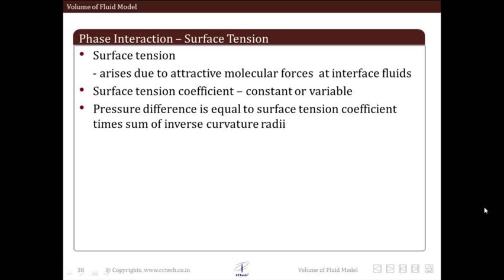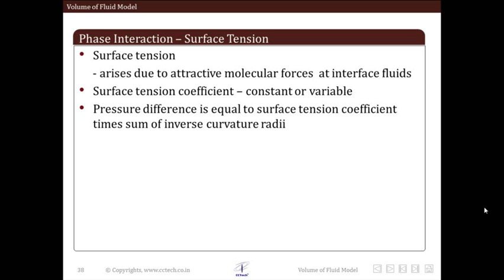Here we will see how surface tension is included for phase interaction in the CFD calculations. Now, as we know from our physics understanding that surface tension is a force that arises due to attractive molecular forces at interface fluids. Wherever there is interface between fluids, surface tension is acting. Surface tension coefficient is a parameter which is used for calculation of surface tension within the CFD model. We need to give the surface tension coefficient. It can be constant or a variable of, let's say, temperature.